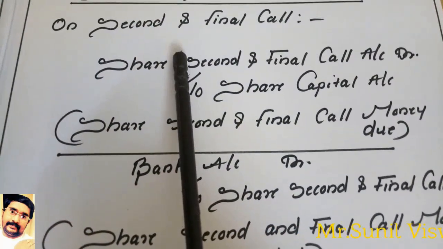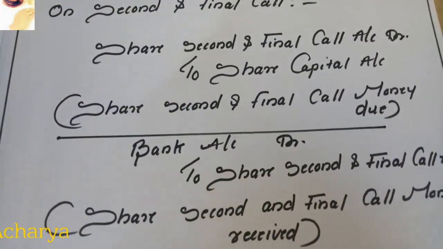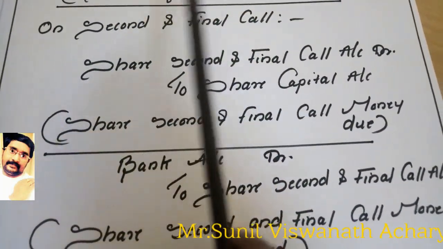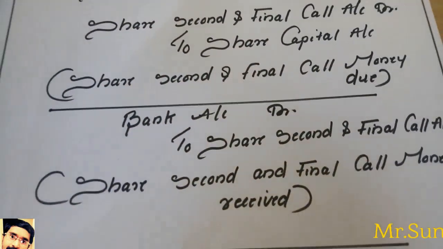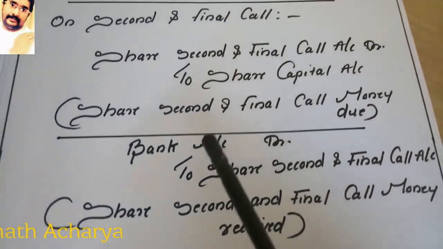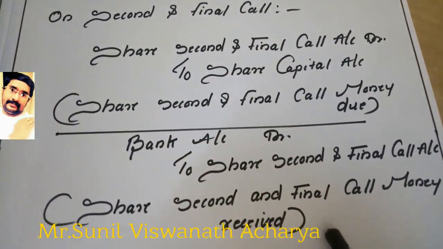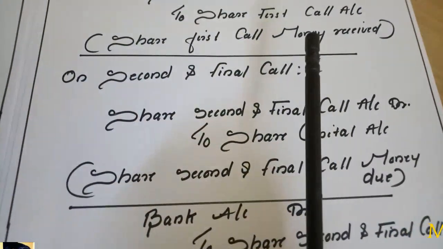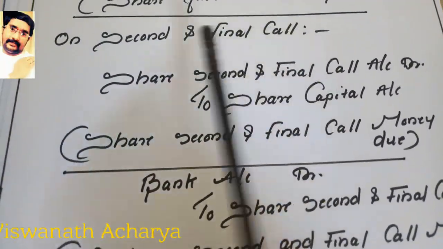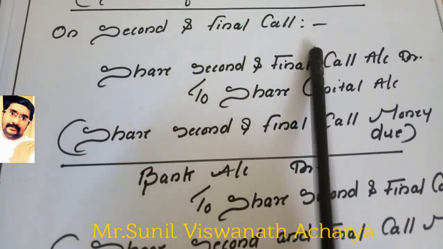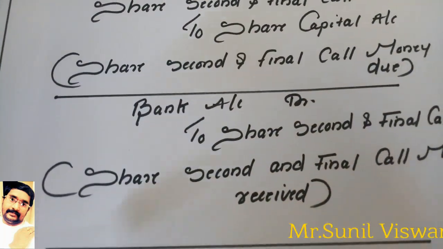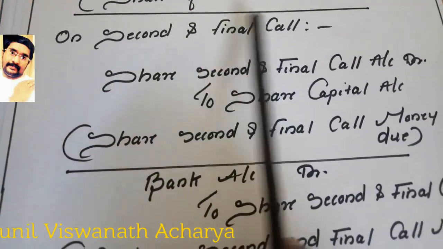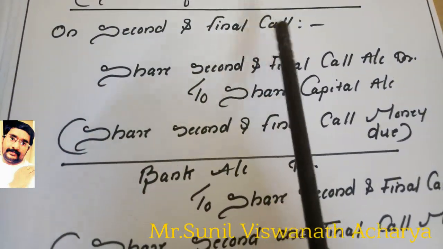Suppose after the second call, a third call is there. One more installment is there. Then we will not write second and final call here. We will write only second call. If the next call, the third call, is the last call, we will write third and final call. Remember, okay? Where the first call is the last call, we will write first and final call. Suppose the second call is the last call, then for the last installment we will write second and final call. Suppose the third call is the last, then third and final call. Okay. Here I stopped, so the last installment is the second and final call.